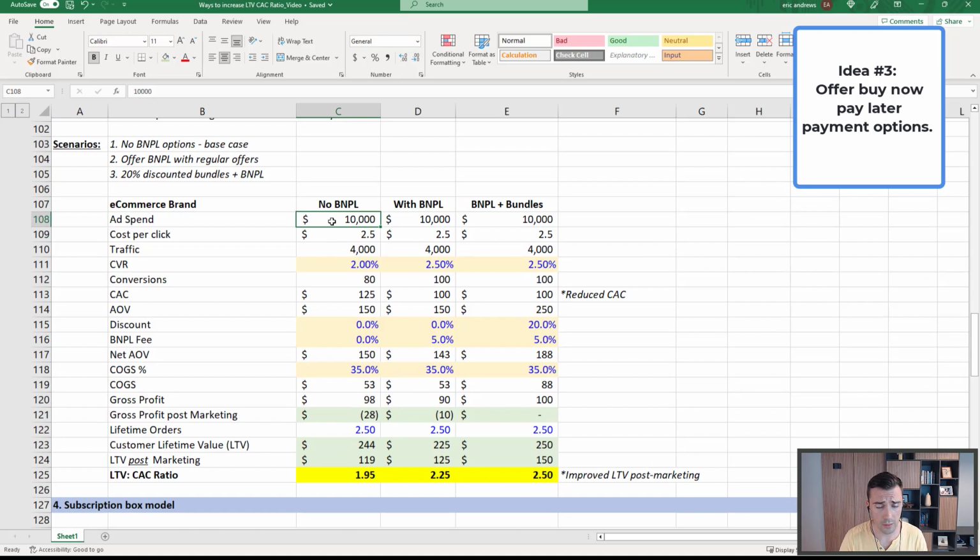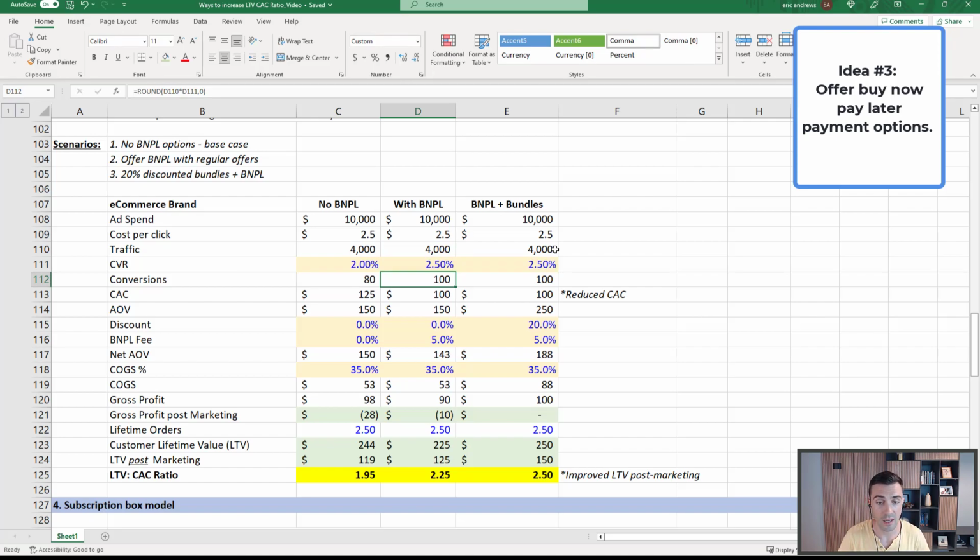So in scenarios 1, 2, and 3, we're spending $10,000. The cost per click is $2.50. So each of them is bringing 4,000 people to the website. And this is where things start to change. In scenario 1, we're saying 2% of people convert. So that's 80 people. In scenario 2, we're saying actually the conversion rate goes up to 2.5%.